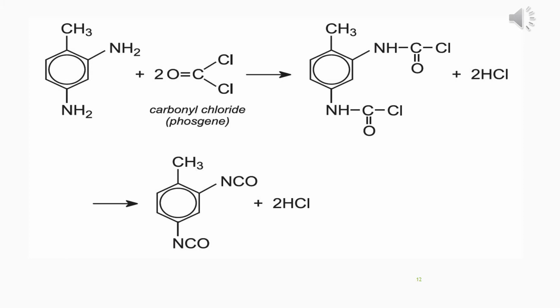Each one of the functionalities on the product of phosgene and toluene diamine will be converted into isocyanate functionality. So both of the ortho and para substituents will be converted into isocyanate functionalities by reaction of the product of the first step with HCl.